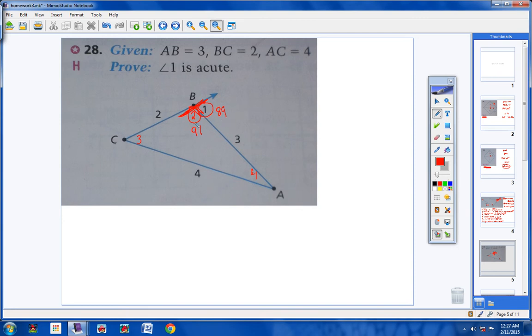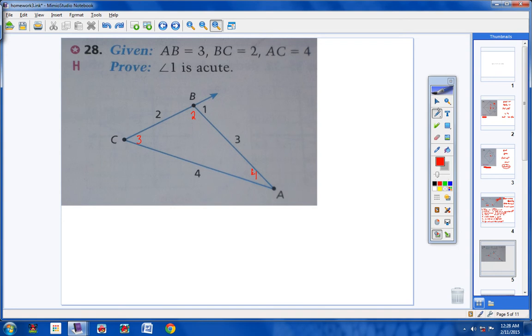If I can show that angle 2 is obtuse, that means it's greater than 90, then this has to be less than 90, because 90 plus 90 is 180. If this is higher than 90, this has to be less than 90, and if this is less than 90, then it is acute. So my goal is to somehow prove that angle 2 is obtuse, and then I can show that angle 1 is acute.